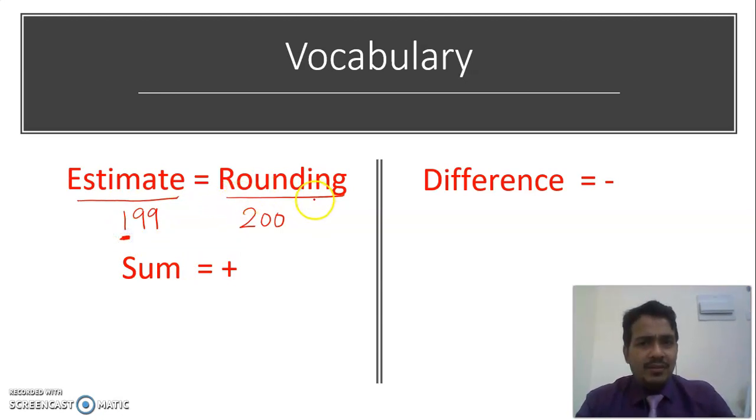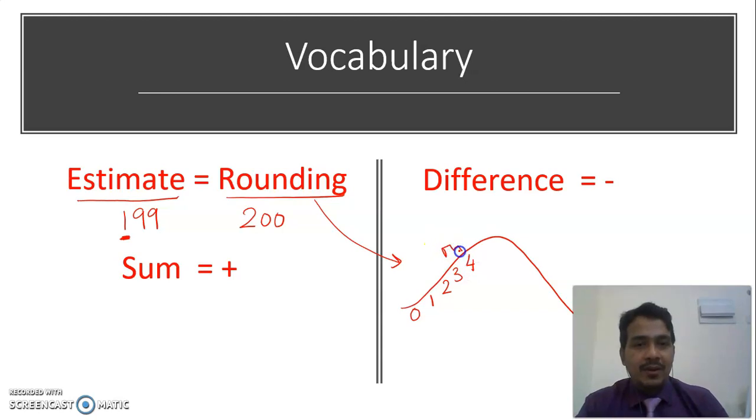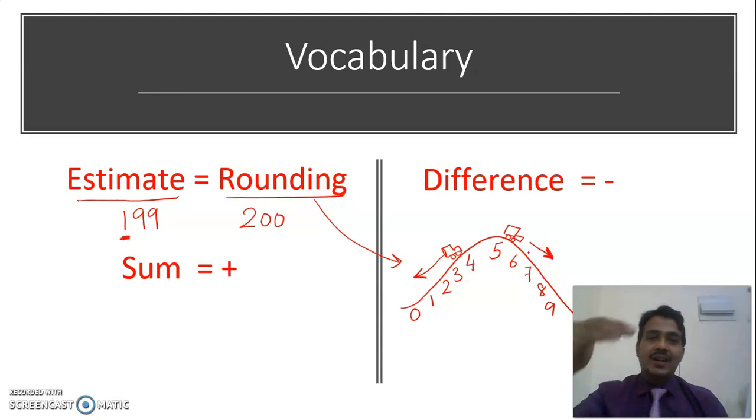I hope you remember rounding. We did it in the last chapter. We drew this hill and we discussed if the number is 0, 1, 2, 3, 4, the car will go backward. You remember? The car will go backward. Whereas if the number is 5, 6, 7, 8, 9, and if the car is stuck here, then the car will go forward.